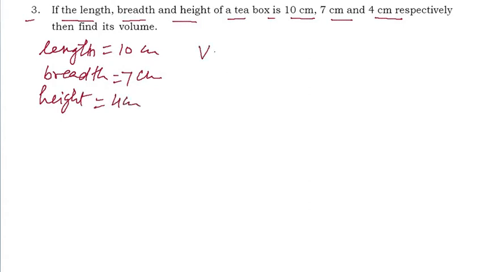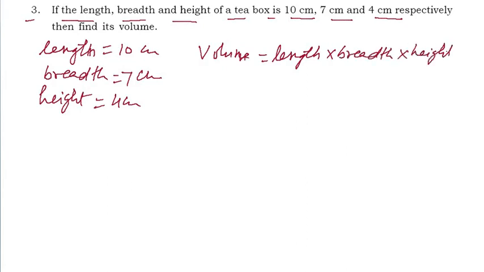Now volume. So volume is equal to length into breadth into height. So length is given as 10 centimeter, breadth is given as 7 centimeter and it is 4 centimeter. So how much? 7 times 4 is 28 and 0. So 280 centimeter cube. So that one is your answer.